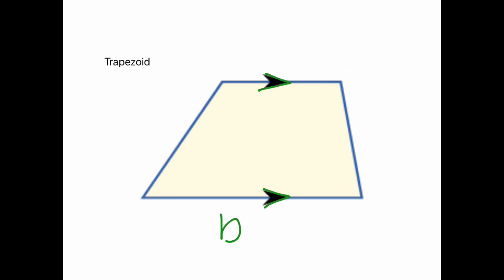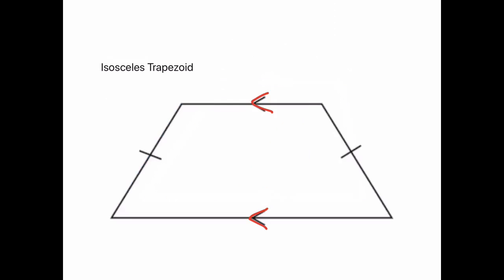Our last shape today is an isosceles trapezoid. So if you notice here, one pair of opposite sides are parallel, the other are not. However, since it's an isosceles trapezoid, the other sides are congruent. So the non-parallel sides are congruent.